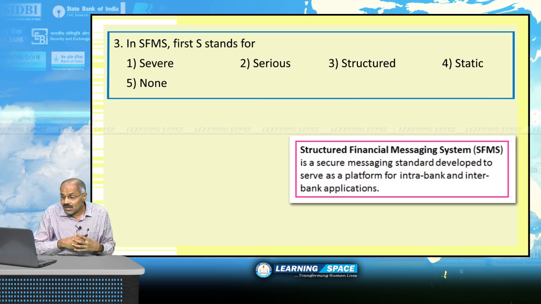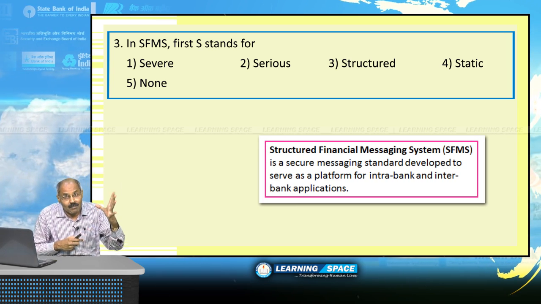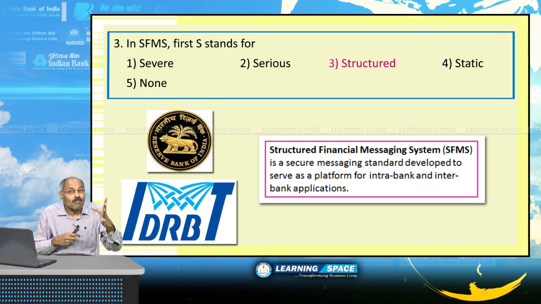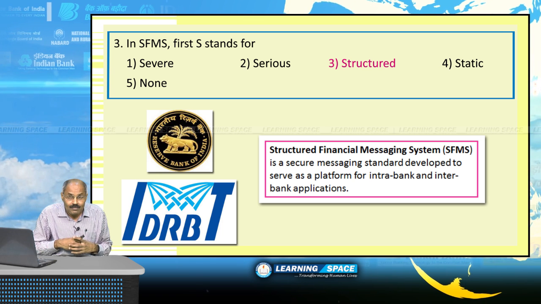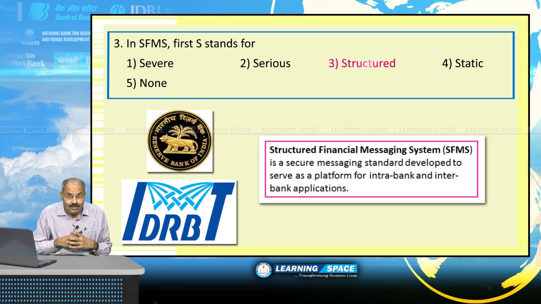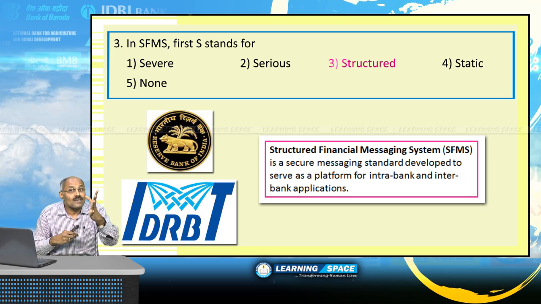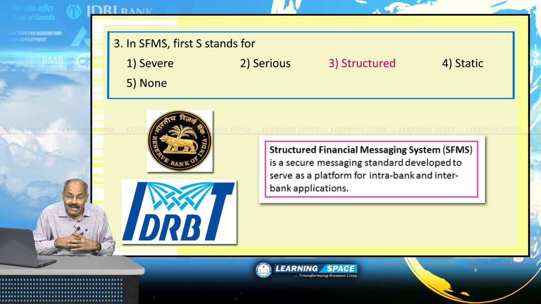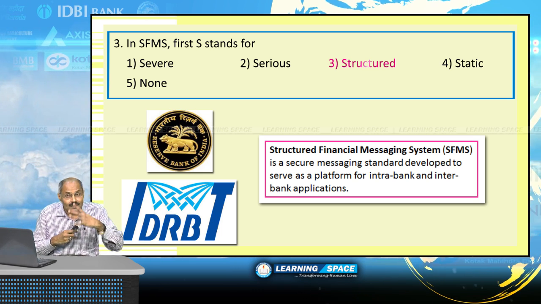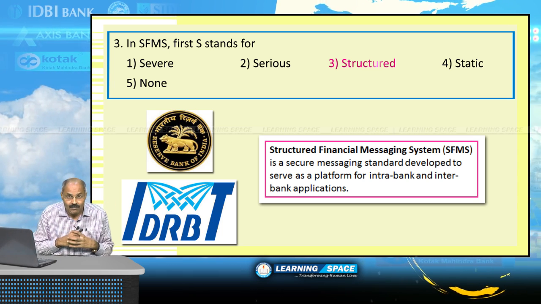Look into the next question, SFMS. SFMS is a structured financial messaging system. SFMS is a structured financial messaging system developed by IDRBT in the year 2001. What is IDRBT? Institute for Development and Research in Banking Technology. Institute for Development and Research in Banking Technology, that is IDRBT.